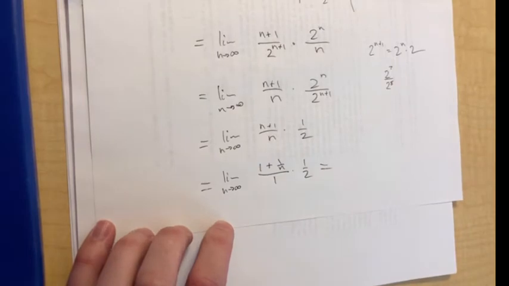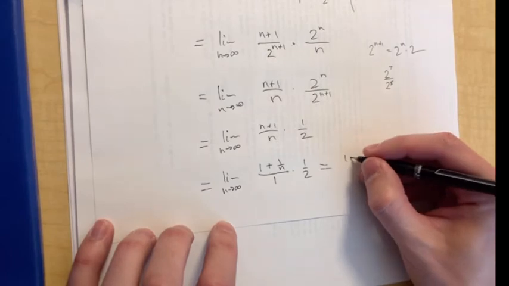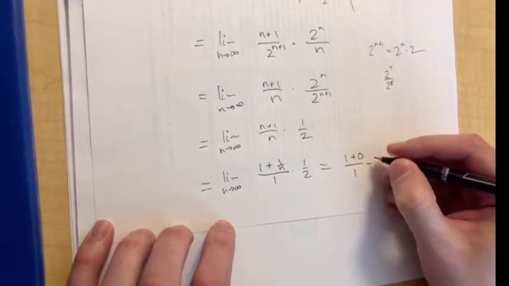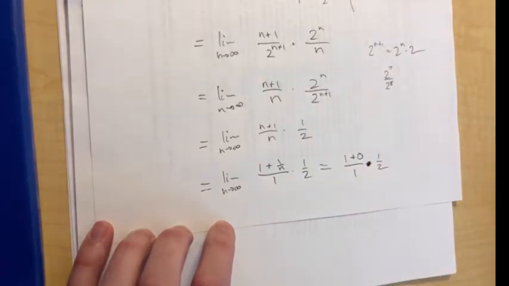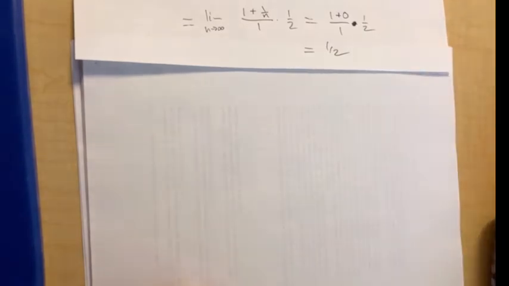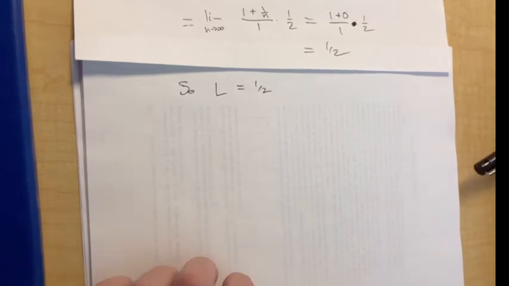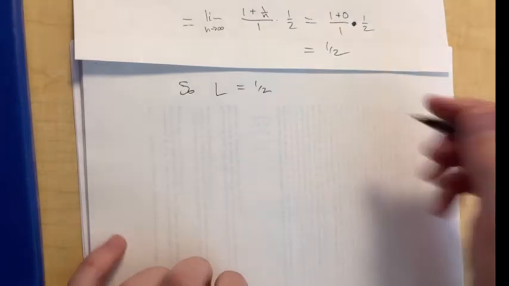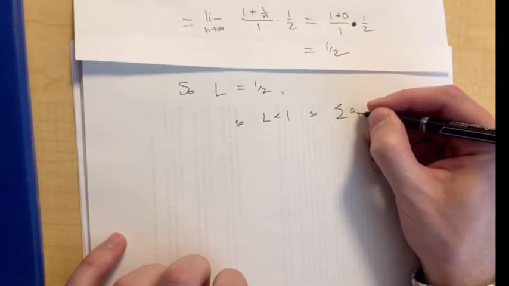And we take the limit. That 1 over n inside the fraction becomes 0 because n is going to infinity. And I just end up with (1 plus 0) over 1 times 1/2, which is 1/2. All right, and so, let me continue. So L equals 1/2. It's less than 1, so it converges. The end.